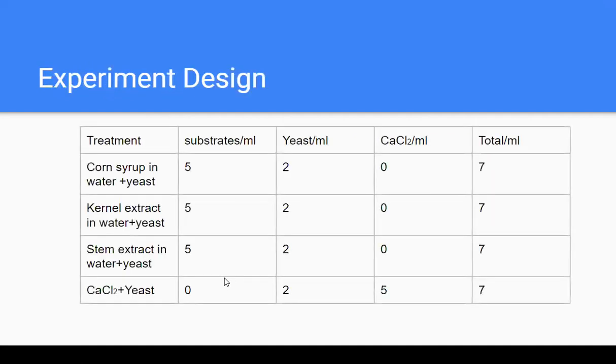the fermentation. So in the experiment design, we will have 4 treatments in our experiment, and each treatment has 7 ml in total. The first and fourth ones will be the control group, and we will focus on the second and third ones, which are the experiment group.